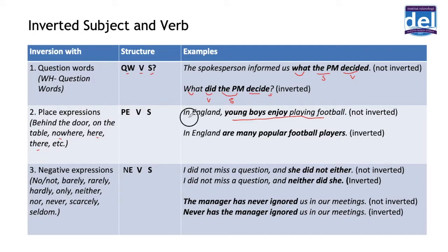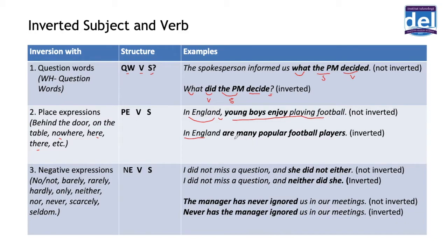So this place expression is only additional information, okay? In that case, the subject and the verb are not inverted. And the other clue that you can see is the use of a comma after the place expression. It may indicate that the place expression is just additional information. You get it? It is different from the second example. The place expression is important. I mean, if you delete this, the sentence will not make sense.